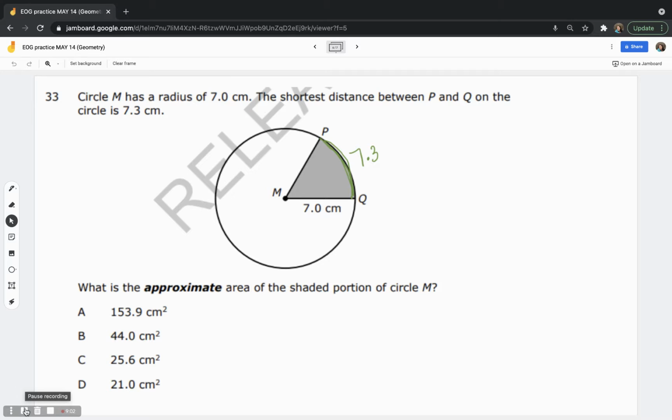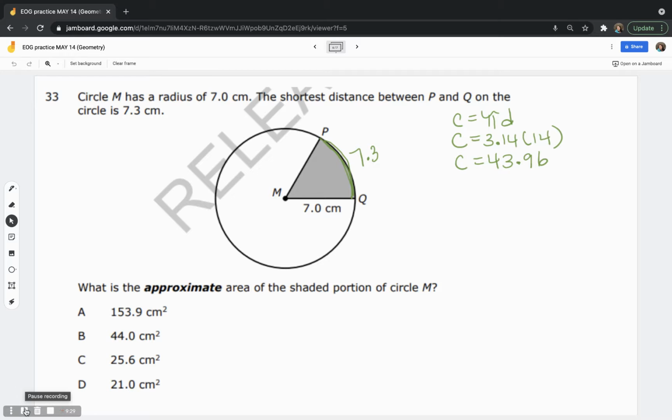So to calculate circumference, I need to do pi times diameter. So if the radius of the circle is 7, that means the diameter is 14. So I'm going to do 3.14 times 14. And that's going to give us 43.96. Right, we only want a portion of the circle. So we want 7.3 out of 43.96.